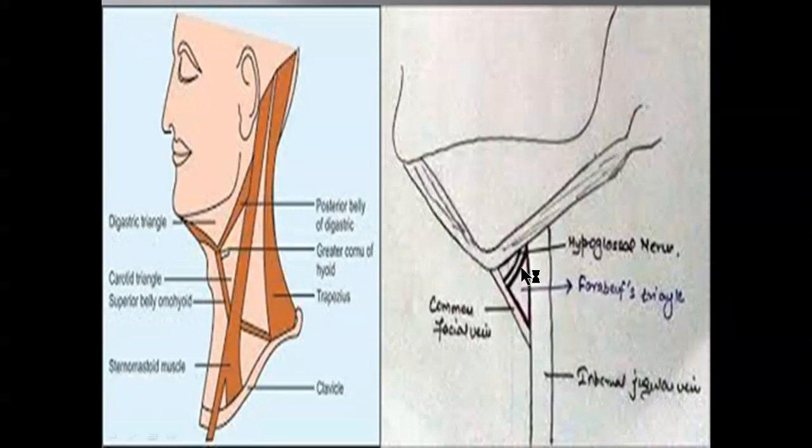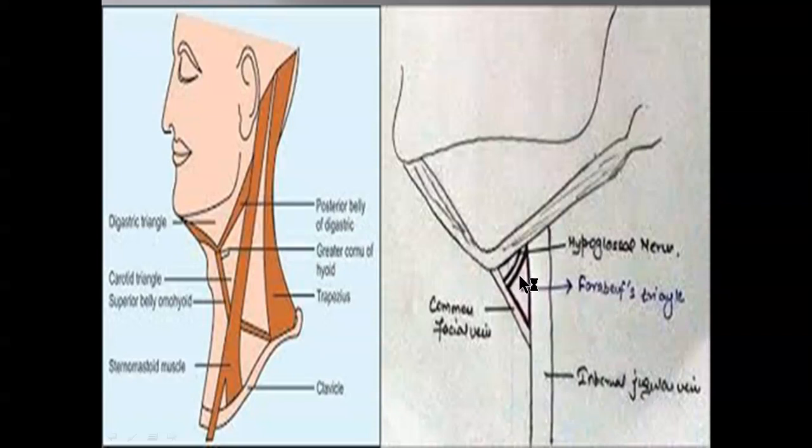So here we can see this is the neck area, and this is the carotid triangle. The carotid triangle is part of the anterior neck triangles. So this is the Farabeuf triangle included in the carotid triangle. Now, the importance of the Farabeuf triangle is that the bifurcation of the common carotid artery into the internal carotid artery and the external carotid artery most of the time happens inside this Farabeuf triangle.